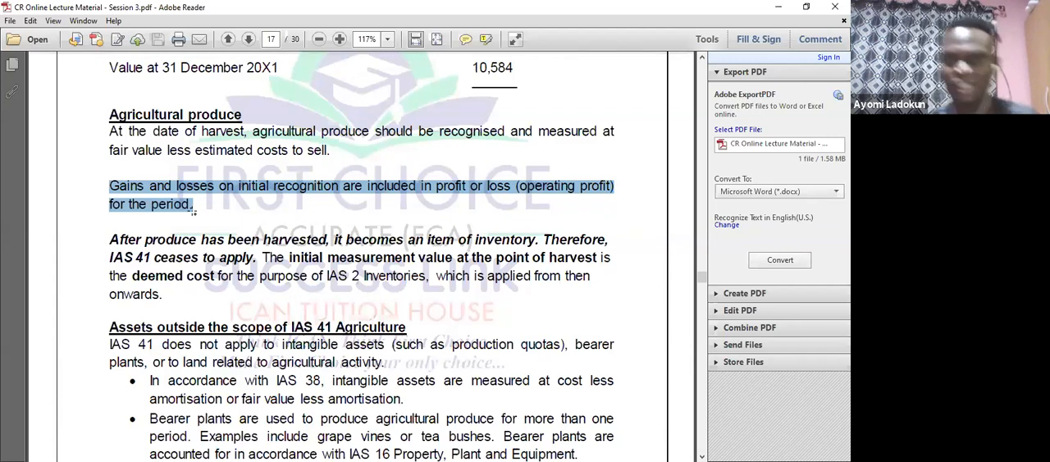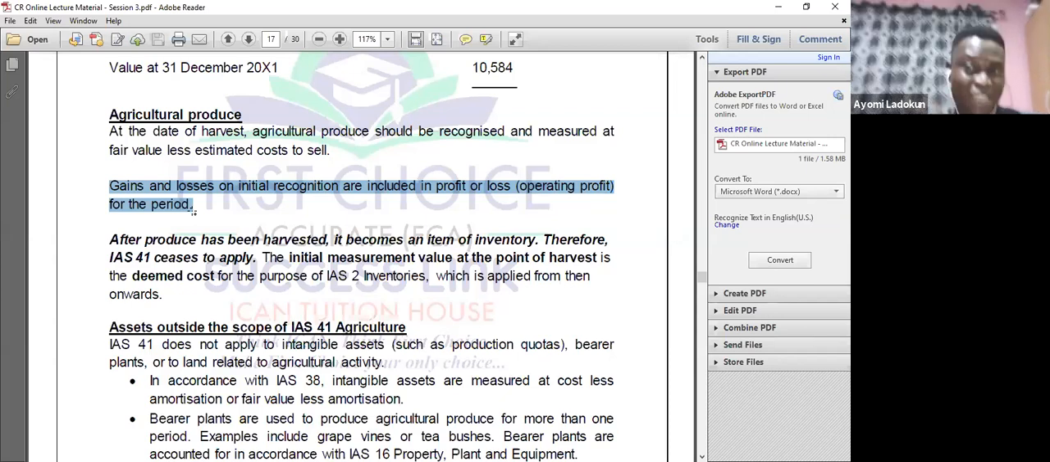But listen, bear with me. There is a little difference here, okay? Now, let me say that again. At the point of harvest, I'm in my farm and I want to harvest my maize. I will measure it at fair value, less cost to sell. Now, after produce has been harvested, after I have harvested my maize, IAS 41 will cease to apply. Those maize that I have harvested become an item of inventory. So from that time onward, I will apply IAS 2.